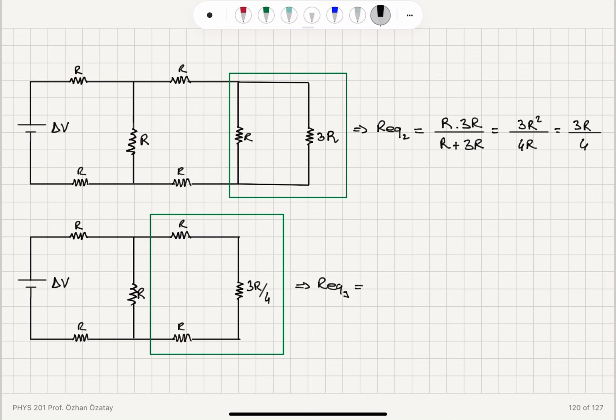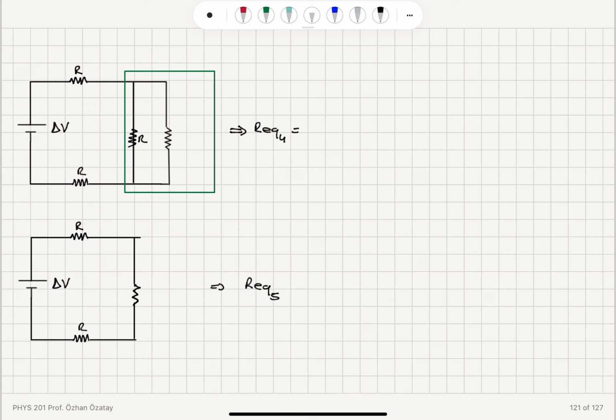So we will add the resistances R plus 3R over 4. So this has an equivalent resistance 2R plus 3R over 4, which gives us 4 times 2, 8 plus 3, 11, 11R over 4. So 11R over 4 will replace this part of the circuit, and it will be connected in parallel with R.